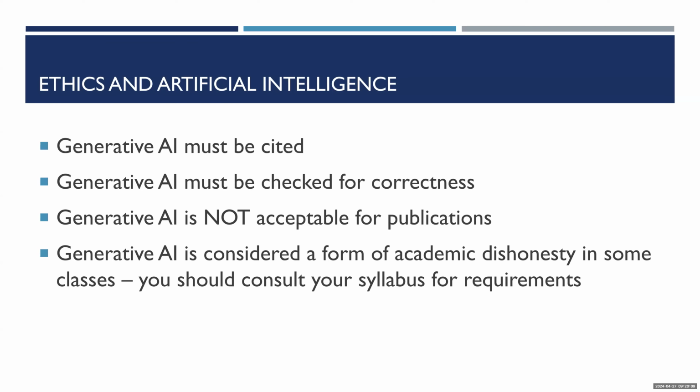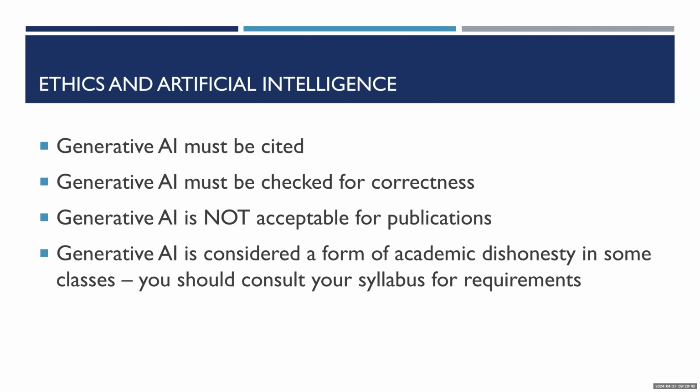Currently, there are no publications that accept generative AI as part of a work for publication. So if you're doing student research, or even as you look to do your senior design and have your materials go into the SOAR repository here at USI, it is not acceptable to use generative AI, even if you've cited it in publications. For the most part, universities have gone to considering generative AI as academic dishonesty, and you need to look at your syllabus for the requirements.